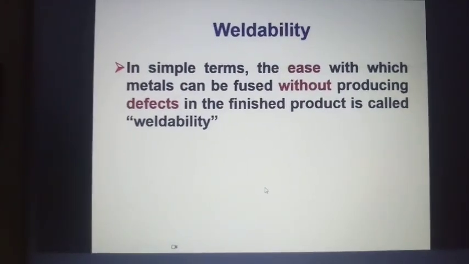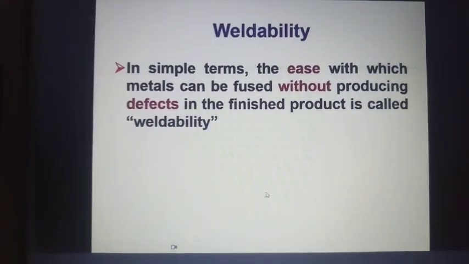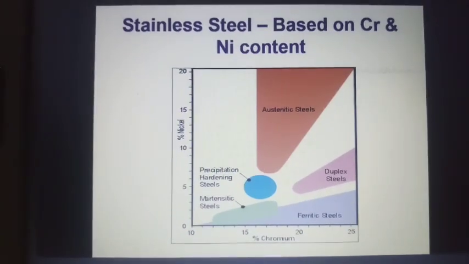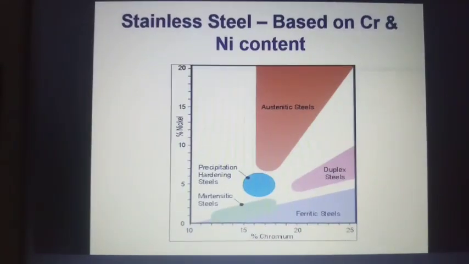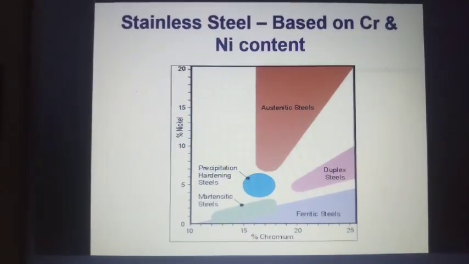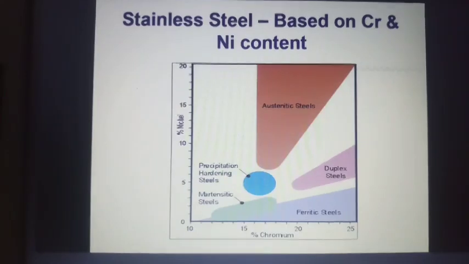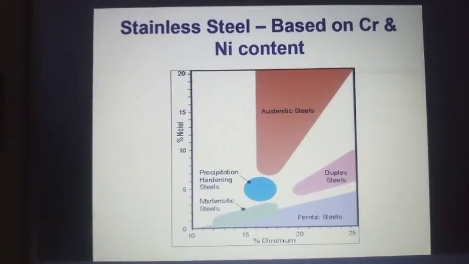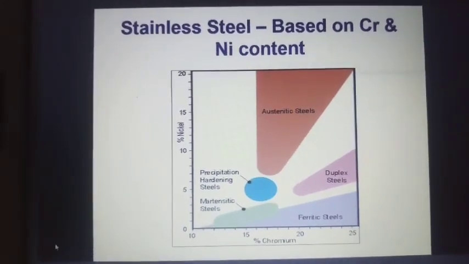So now we have completed the introduction. Sir, can you go back to the previous slide? So martensitic and ferritic, how are they different in terms of behavior or character? Okay, I want to go for that one.